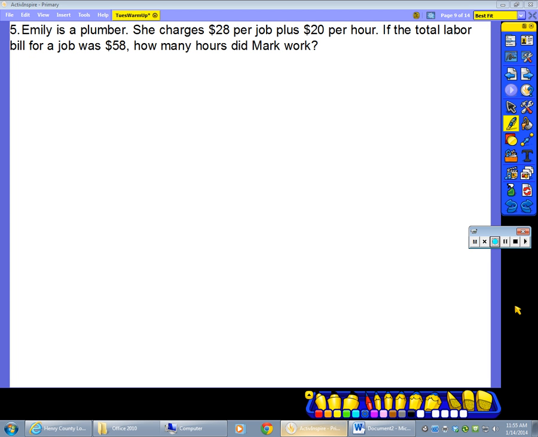Alright, Emily is a plumber. She charges $28 per job plus $20 per hour. If the total labor bill for a job was $58, how many hours did Mark work?